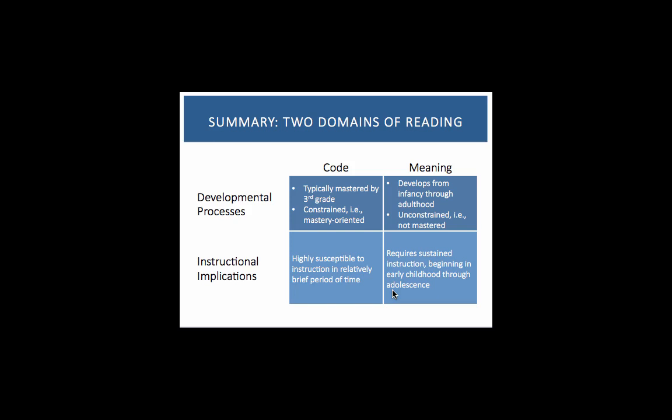These differences have important implications for instruction. First, code-based skills are highly susceptible to instruction in a relatively brief period of time. Estimates suggest that teaching code-based skills 20 minutes a day from kindergarten through second grade should lead to mastery in this domain. In contrast, meaning-based skills require sustained instruction, which begins in early childhood and progresses through adolescence. In fact, in our classrooms, in the middle school and beyond, we are still very much teaching meaning-based skills.